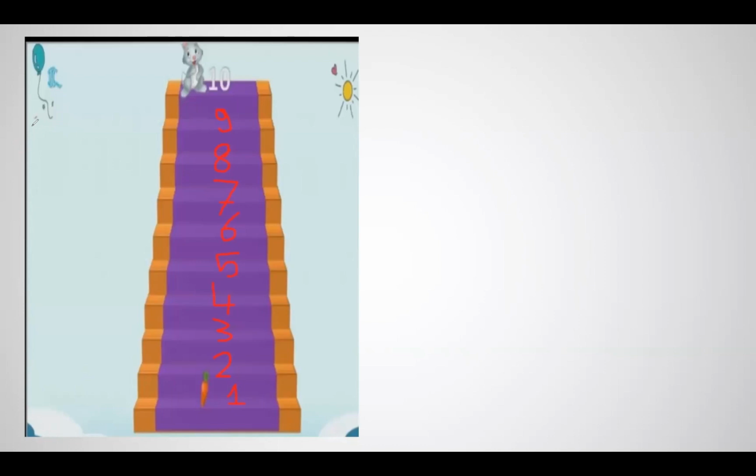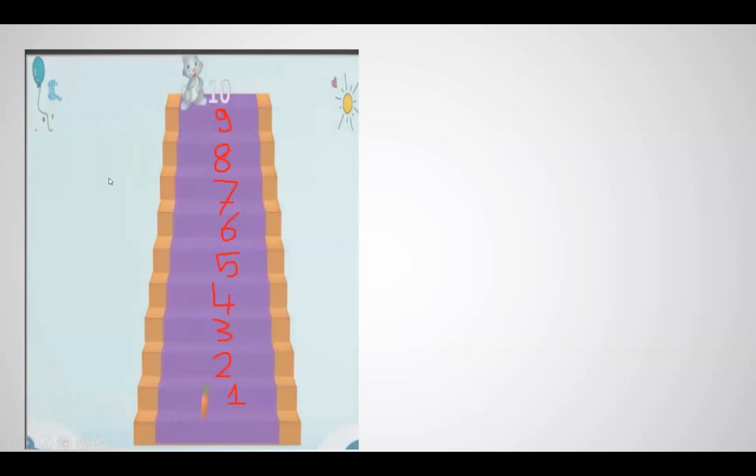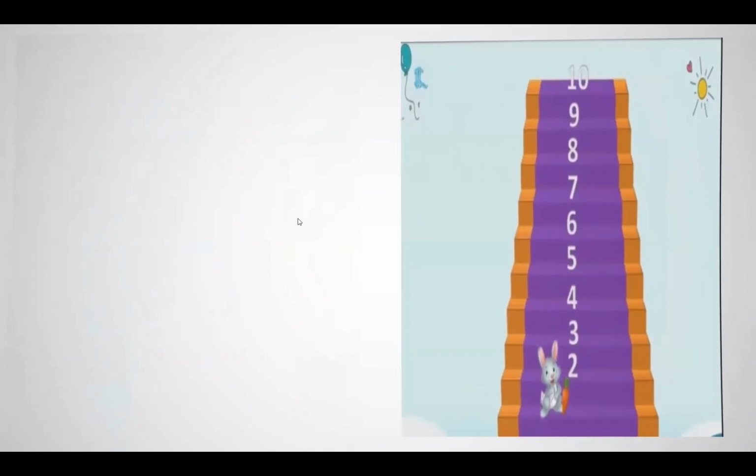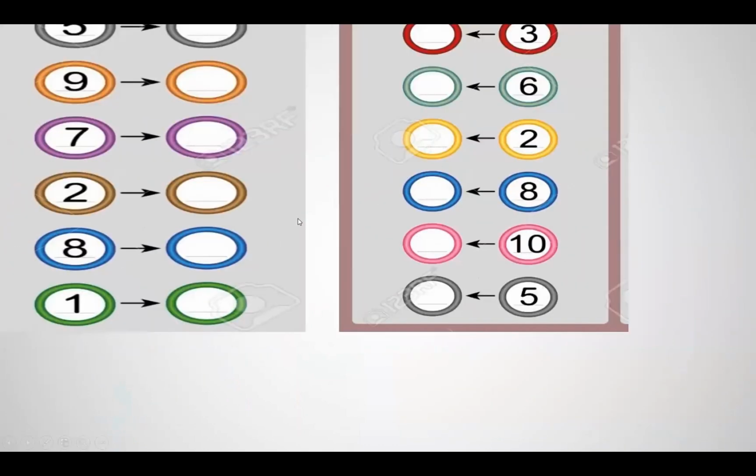So now the rabbit can reach the carrot. Can you see? He stopped on number 1 after being on number 10. So this is the before. Let's solve some examples together.